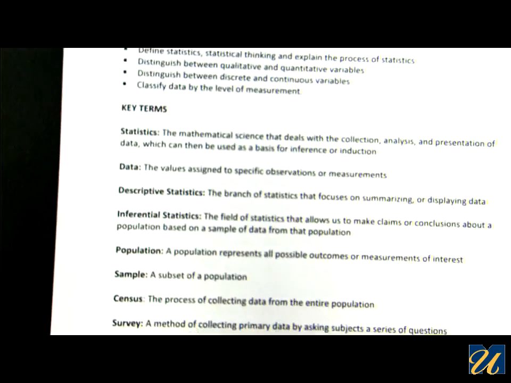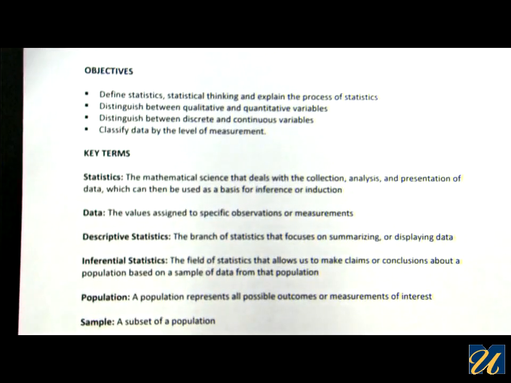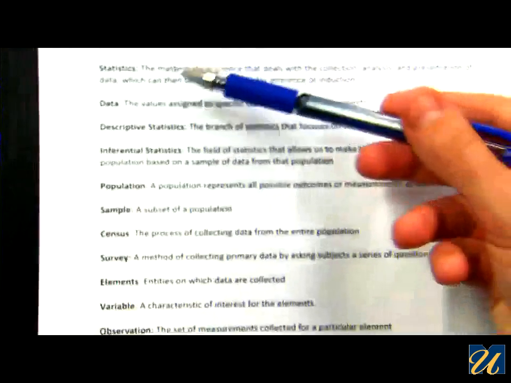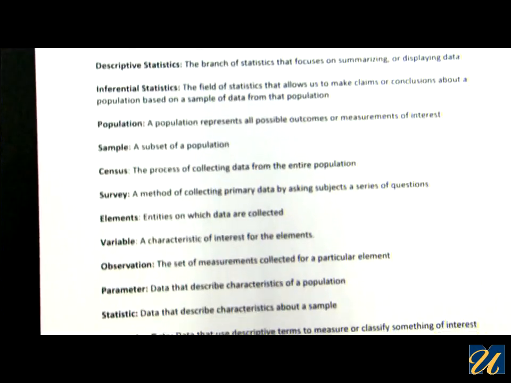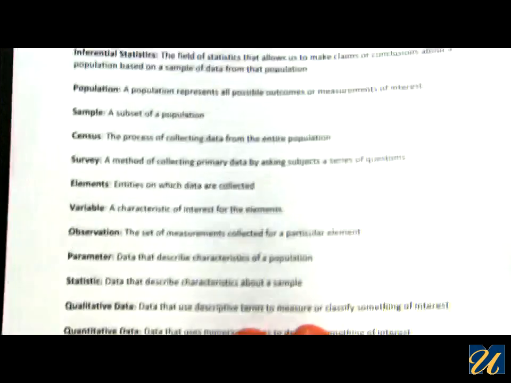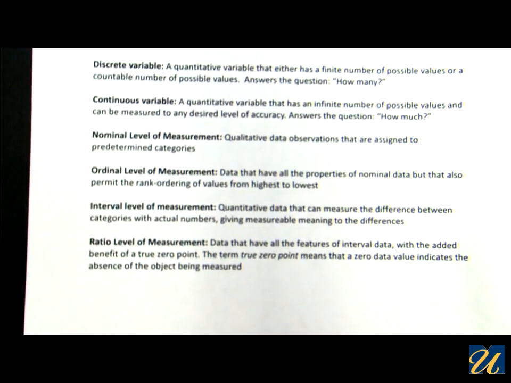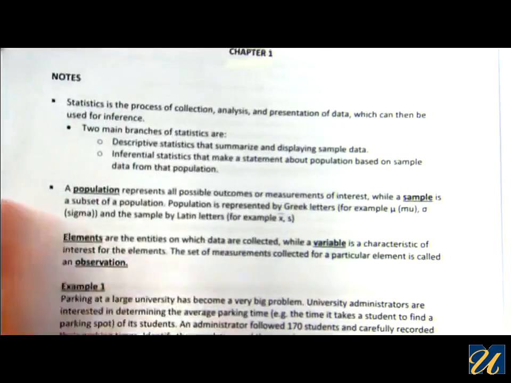In addition to the notes, you will also find objectives under chapter 1 and key terms. Make sure that you go through all the main terms used in this chapter before you move on to the problems and examples. So these are the notes for chapter 1.